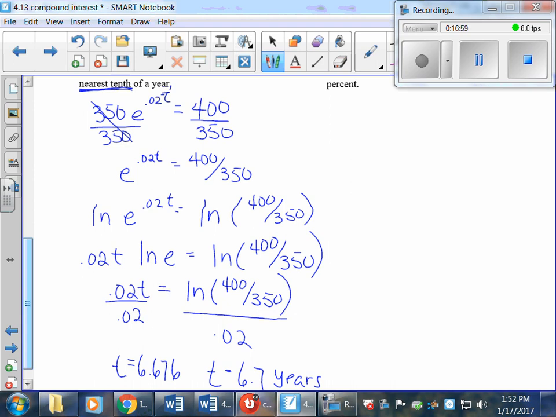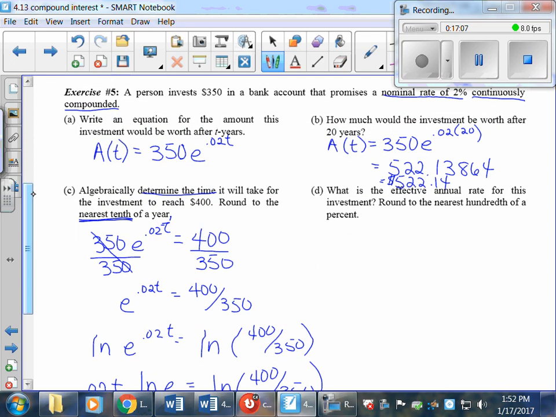I'm sorry, I did things out of order there. I'm just realizing that I missed. Oh no, I didn't. There we go. D is next. I thought I missed B, but I did B. So what is the effective annual rate for this investment? Round to the nearest hundredth of a percent.